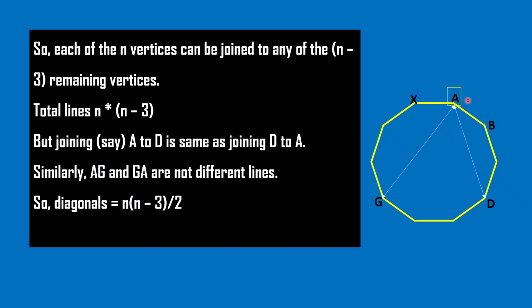Because we have taken A to D and again we are taking D to A. We are taking B to D and again we are taking D to B. We are taking A to G and again G to A. So actually each line is counted twice. So the actual number of separate, distinct lines would be this divided by 2, n into n minus 3 divided by 2. So the number of diagonals would be n into n minus 3 divided by 2.